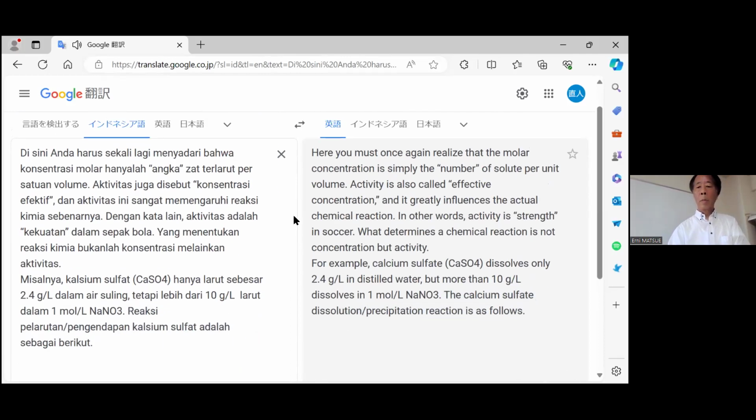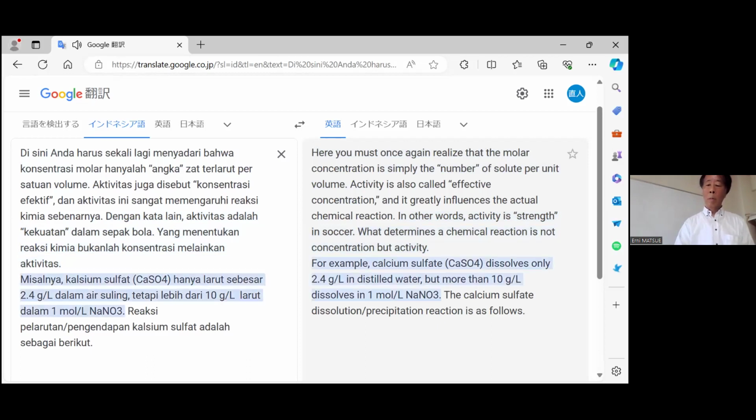Here you must once again realize that the molar concentration is simply the number of solute per unit volume. Activity is also called effective concentration, and it greatly influences the actual chemical reaction. In other words, activity is strength in soccer. What determines a chemical reaction is not concentration but activity.